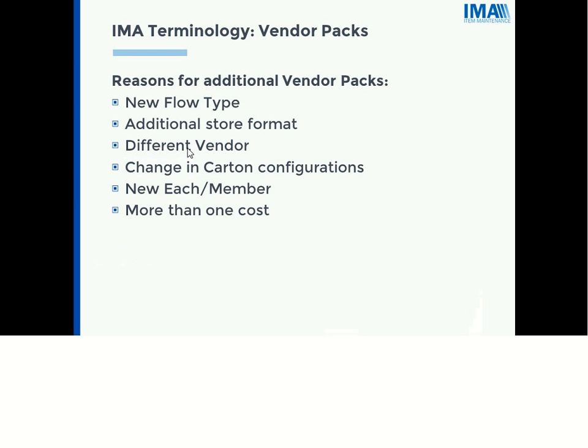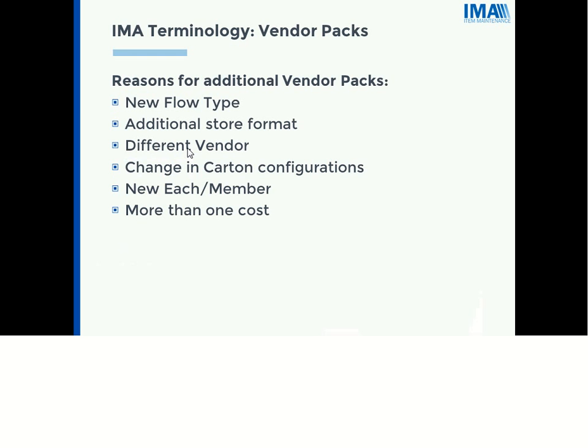Same thing for additional store format. That can't be changed with a change request. It has to have a new vendor pack. If it's a different vendor, there's a couple of examples for this. It could be that vendor A has been supplying a product for a while, but they're going to stop supplying it, and now vendor B is going to come in and pick that up. So vendor B would now need a new vendor pack. Another example would be the disposable plastic bottles of water. We cannot get our full supply from a single vendor, so we have several vendors that supply that item for us. So every single one of those vendors has to have their own vendor pack.